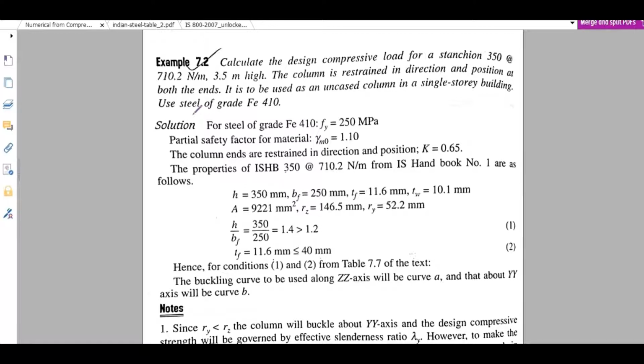What is this? This is nothing but the section. It is ISHB 350 at the rate of 710, which is the weight per meter length. This is an I section, so if you take a 1 meter sample of this I section, its total weight will be 710. After this, you can get the detailed properties from the steel table. Let us go to the steel table.